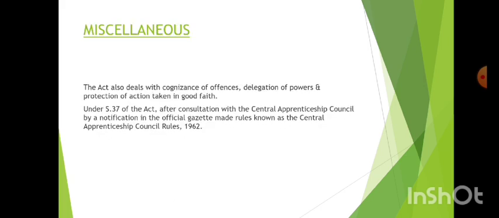Coming to the next slide, miscellaneous. We have reached the end of this presentation. The Act also deals with cognizance of offences, delegation of powers, and protection of action taken in good faith. Under Section 37 of the Act, after consultation with the Central Apprenticeship Council by notification in the Official Gazette, the government made rules known as Central Apprenticeship Council Rule 1961.